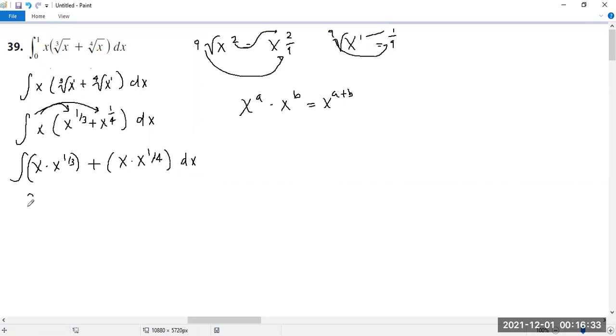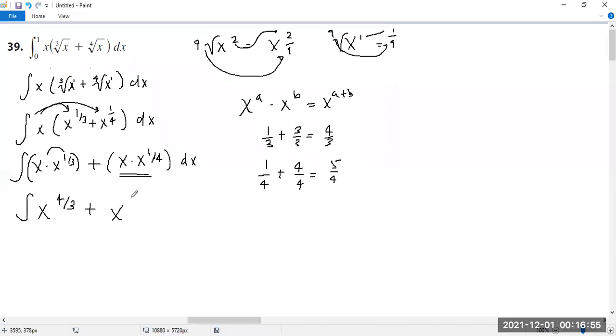So with that in mind, we're essentially doing 1/3 plus 1/3 plus 1, which is the same thing as 3/3, which is 4/3. So this is actually x to the 4/3 plus, same thing, 1/4 plus 4/4, which is 5/4. So this is x to the 5/4 dx.